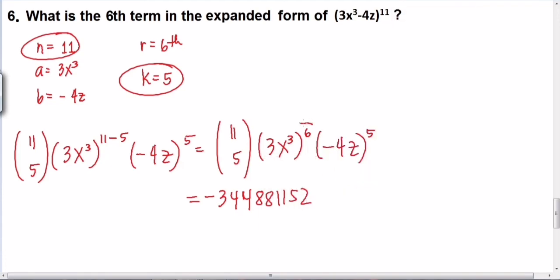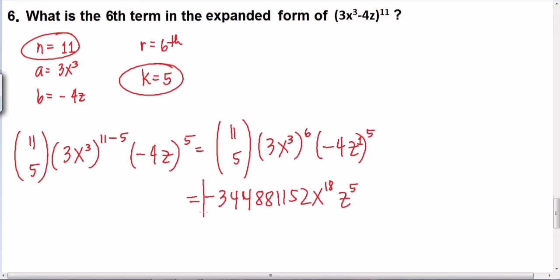So, yung mga letters natin, we have x cubed raised to 6. X cubed raised to 6 is x raised to 3 times 6. So, x raised to 18, kasi 3 times 6 is 18. And then ito, z raised to 1 raised to 5. That is z raised to 5. 1 times 5 is 5.